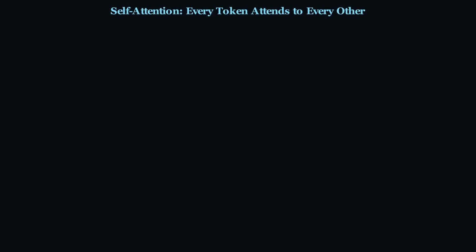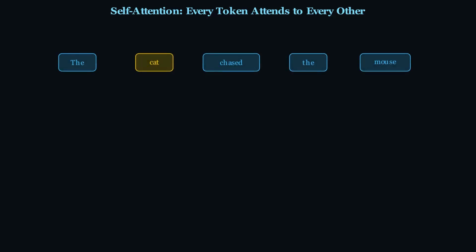Self-attention is the core mechanism that makes transformers powerful. Every token can directly look at every other token. Take, the cat chased the mouse. Let's focus on cat. Self-attention shows that cat attends most strongly to chased. The model learned that the verb is the most relevant context.